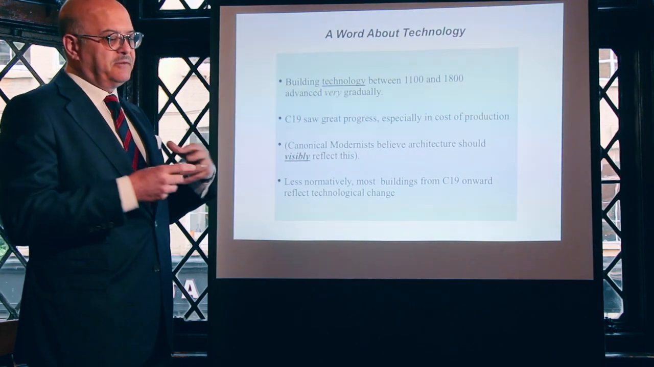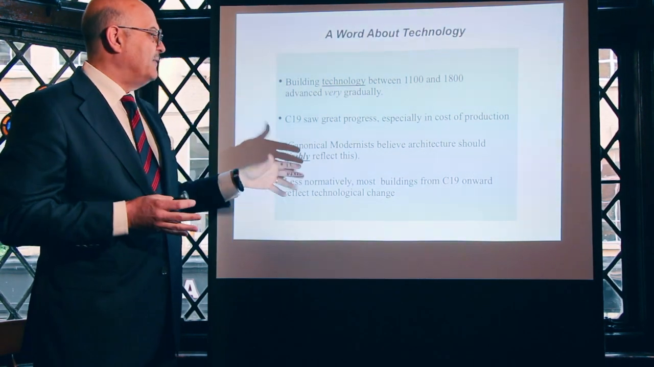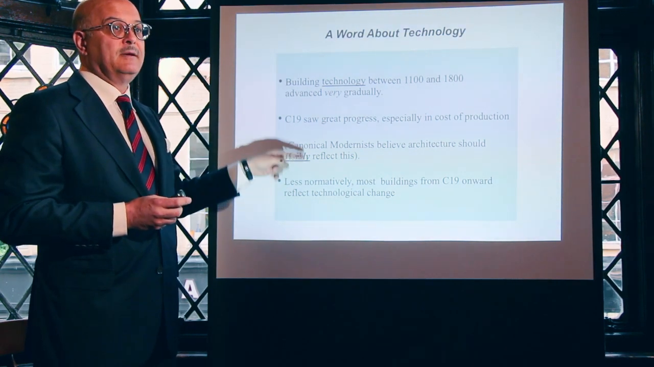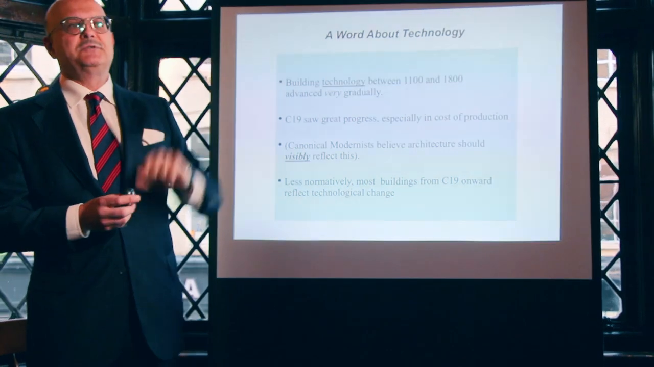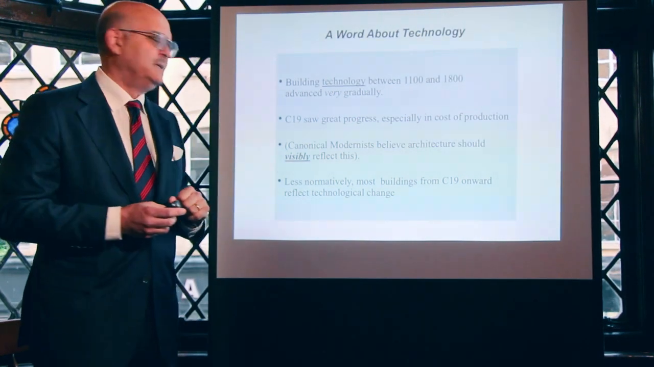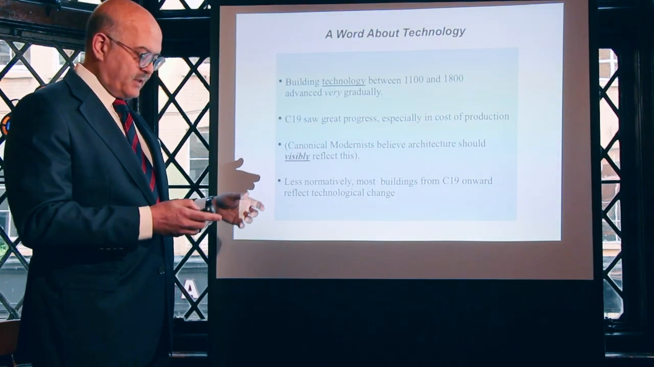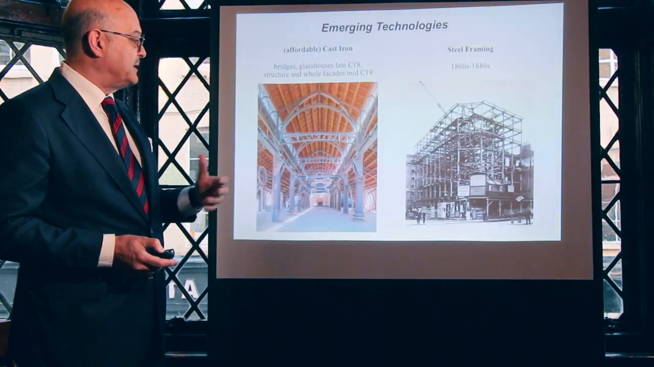And just to go back to this idea of modernism as a single path, the idea is that architecture, to be modern, should always visibly reflect new technology. You should look at a building and say, ah, that uses new technology. They couldn't do that 50 years ago. I think that's a bit narrow, but that's part of the story. But all these buildings that we'll talk about reflected technological changes.